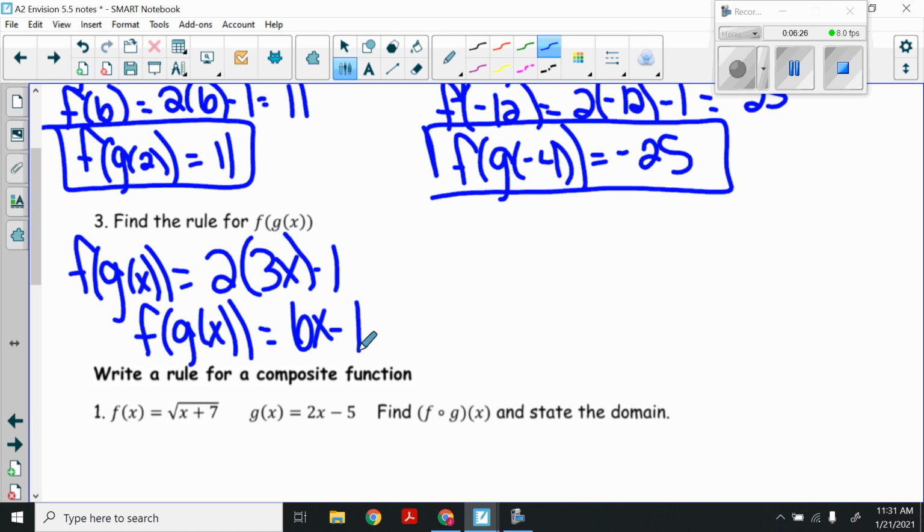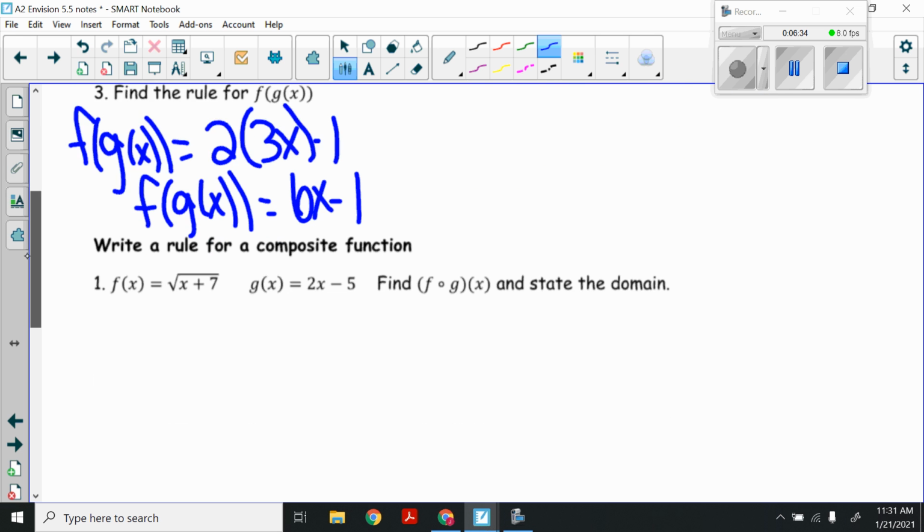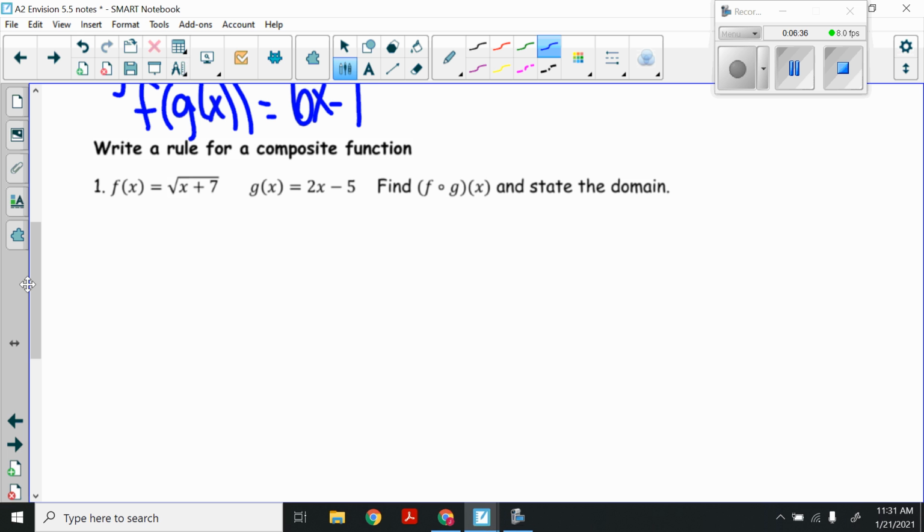So now we're just going to focus on writing a rule for a composite function, and we're going to state the domain of that composite function. So this is f of x, square root of x plus 7. G of x, 2x minus 5. Find the composition, f of g of x, state the domain.